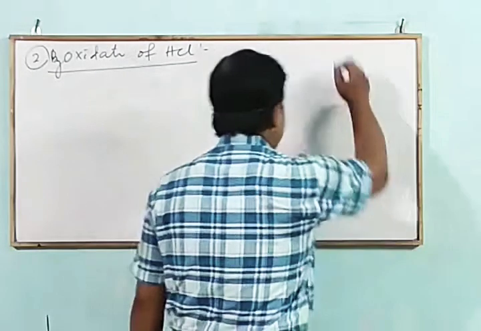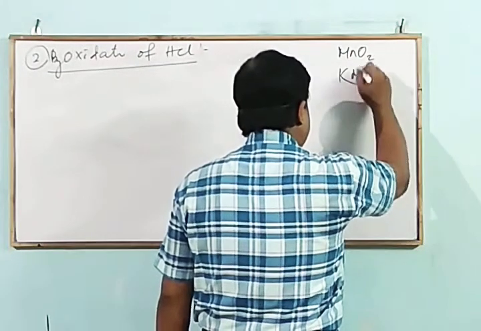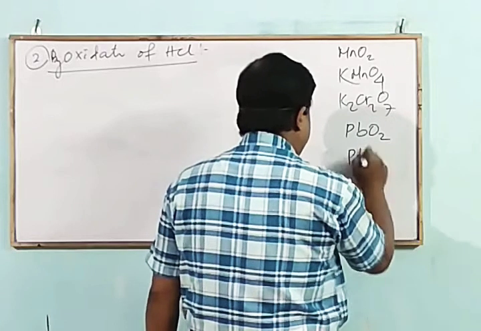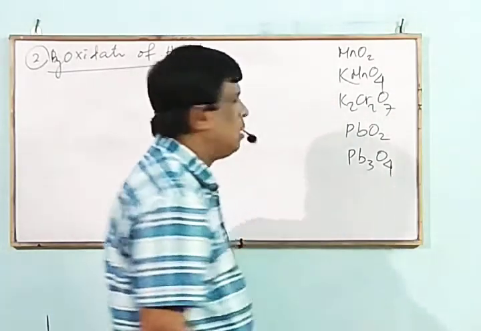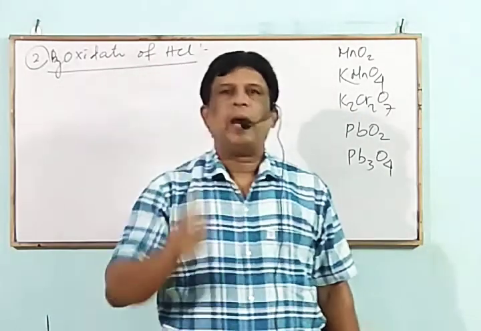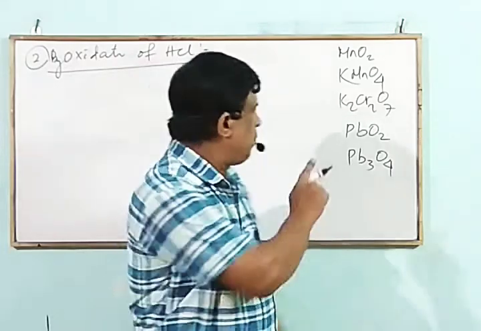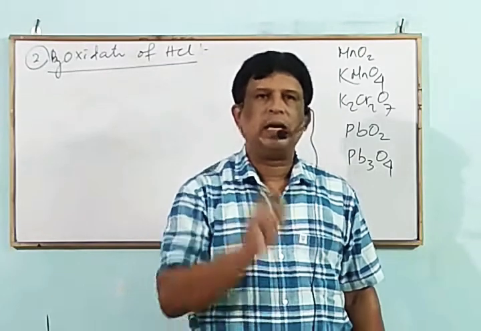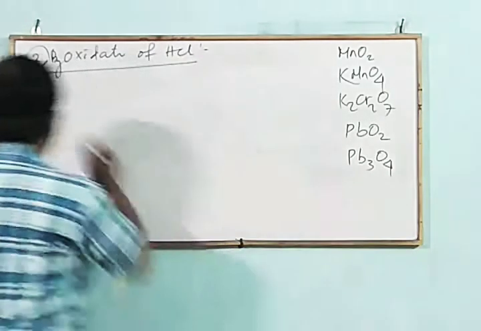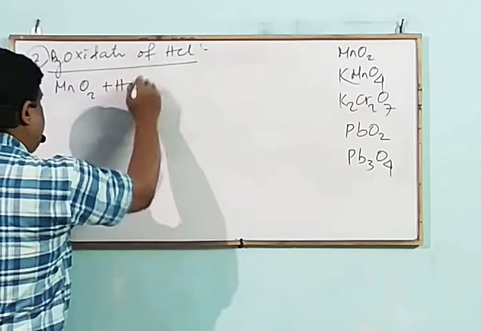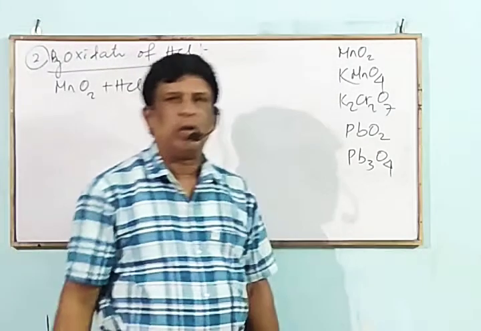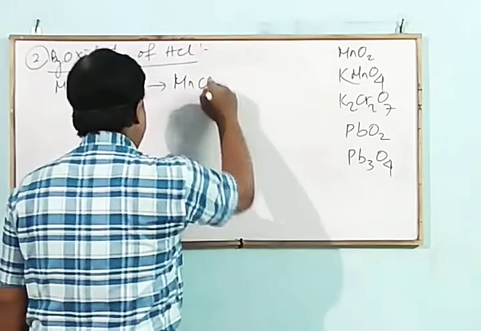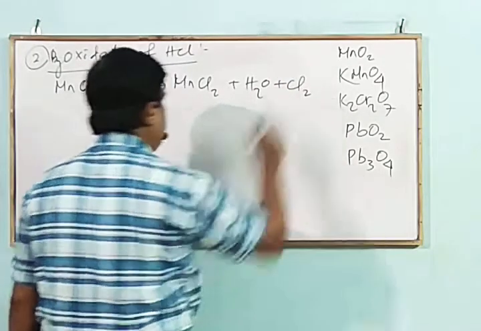Common oxidizing agents are manganese dioxide, KMnO4, K2Cr2O7, lead dioxide, red lead, etc. These are known as common oxidizing agents. So heating concentrated hydrochloric acid with such an oxidizing agent gives rise to chlorine. The common reactions are, first, manganese dioxide reacts with hydrochloric acid, resulting in the formation of manganese chloride plus water plus chlorine.